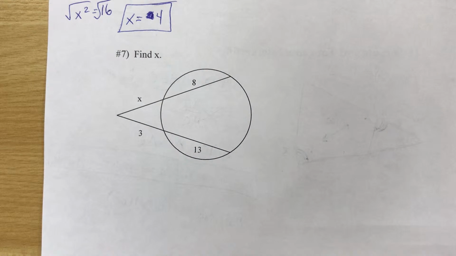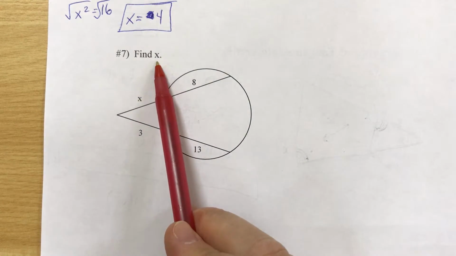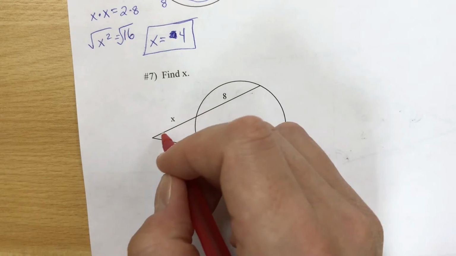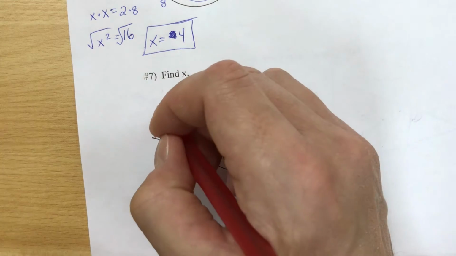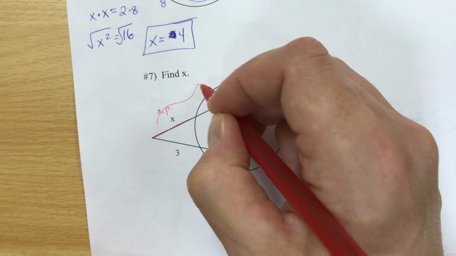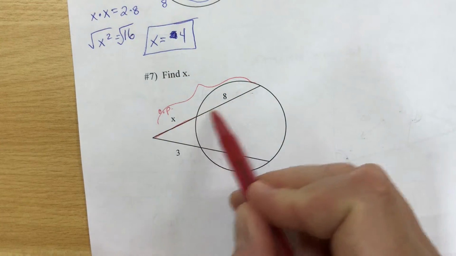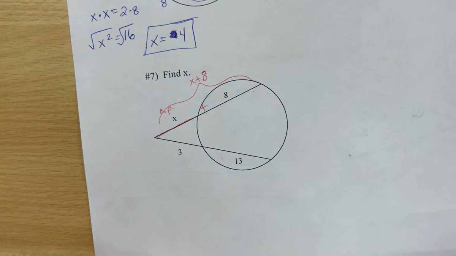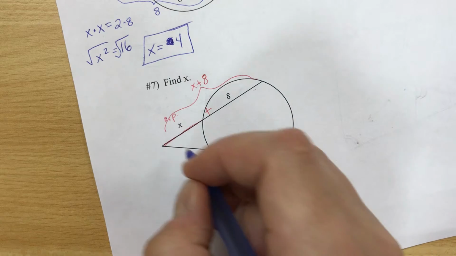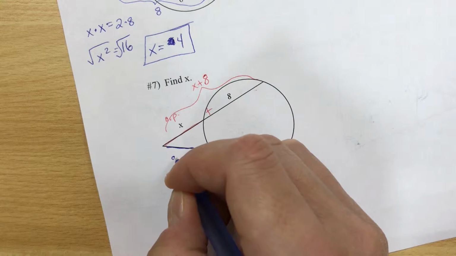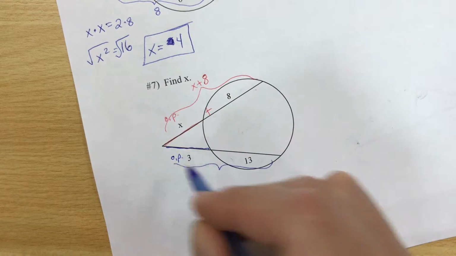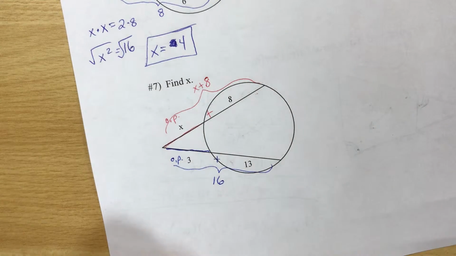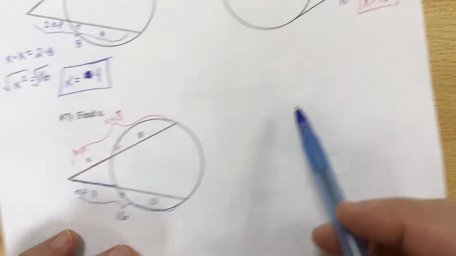So we'll do one more example here. We'll take number 7, which again says find x. All right, so we have secant, secant. For the top secant, the outside part is x. Now the whole thing is x plus 8. And then in the bottom secant, the outside part is 3, and the whole thing is 3 plus 13, which is 16. All right, I'm going to do this over here on the side.